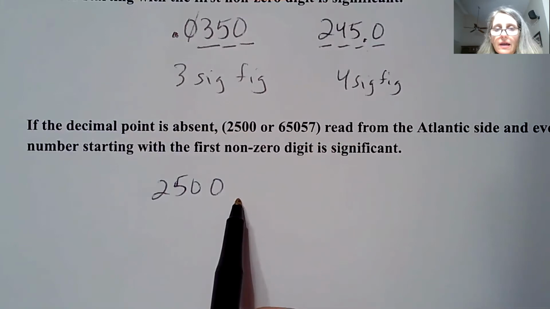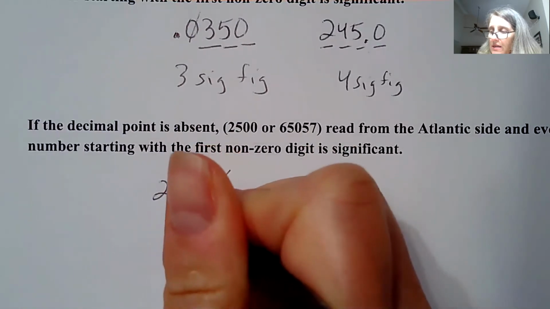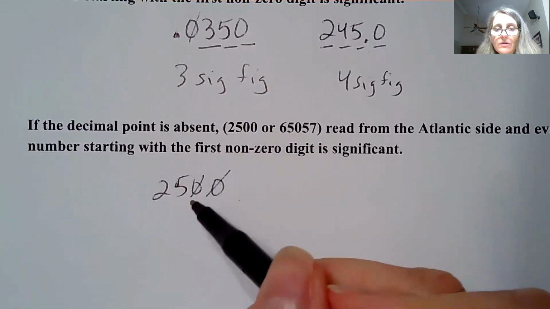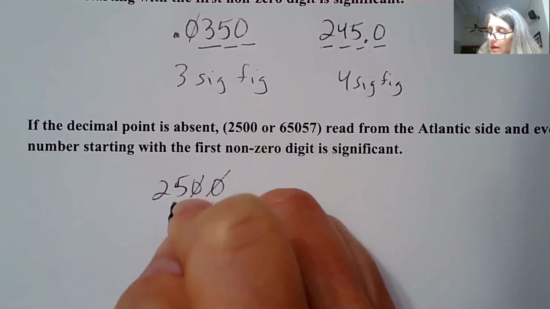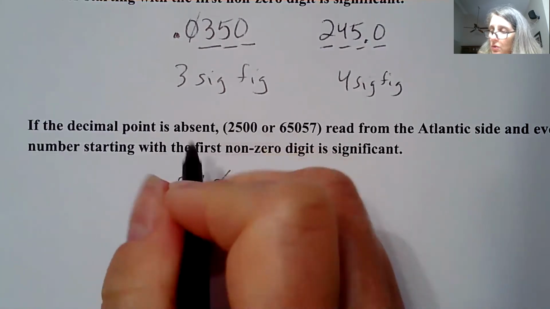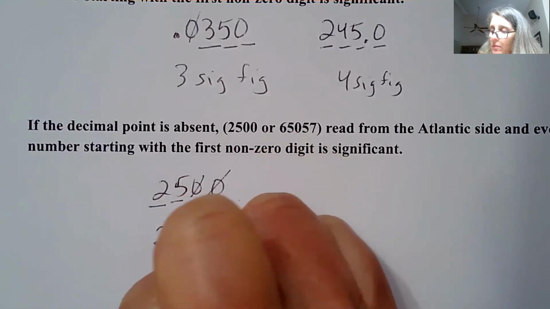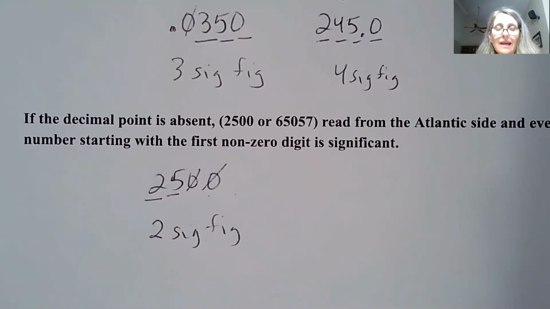We are not going to start counting until we hit our first non-zero number. So this 0 is not significant, this 0 is not significant. Now it's important because it tells you the size of the measurement, okay, but those 2 don't count. So the only 2 that count are the 2 and the 5. So I have what we call 2 significant digits in this number.